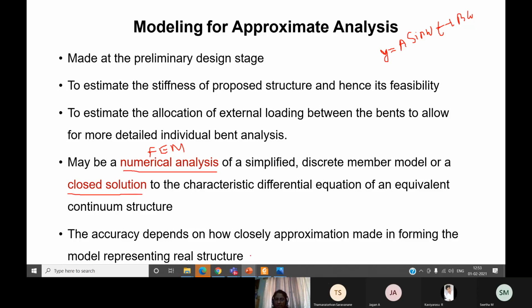That's what we are talking about here. For that, do that approximation, either with the finite element method or with some mathematical expressions, and find out the equations and solutions from that. Each approximation, how accurately you do it, will give you a reliable result that will represent the real structure.